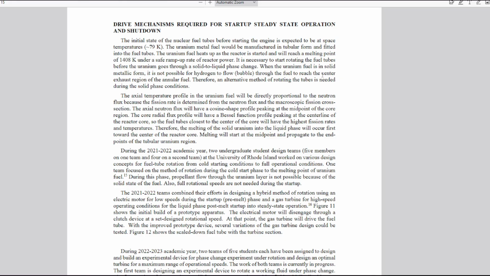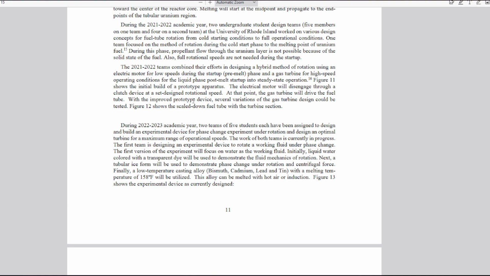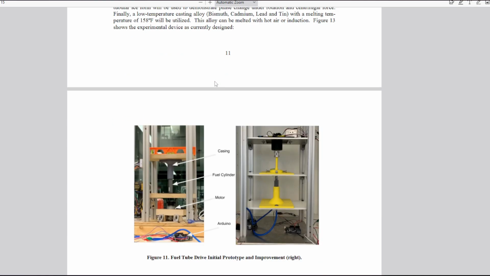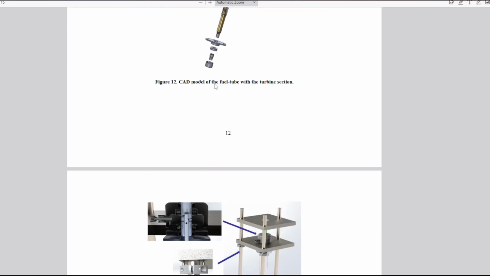When the uranium fuel is in solid metallic form, it is not possible for hydrogen to flow through, of course, to reach the center exhaust region of the nuclear fuel. Therefore, an alternative method of rotating the tubes is needed during the solid phase conditions. Yeah, this is all talking about the practical implementation of it.